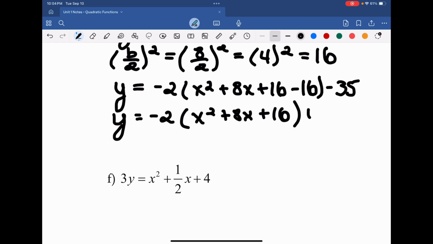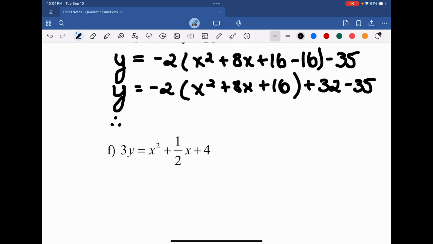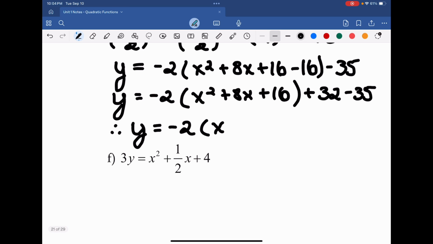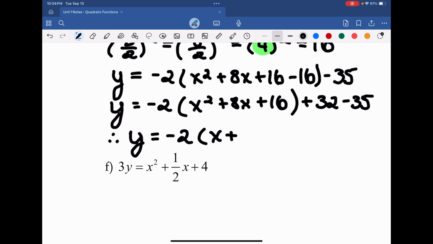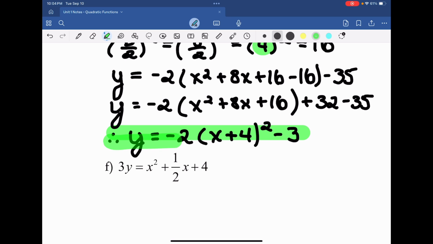Negative 2 times negative 16 is equal to positive 32 minus the 35, which is on the outside. Now we wrap up the solution by saying, therefore, y is equal to negative 2x. And then we have to look at what our b divided by 2 term was. It was 4. We're going to highlight that. So therefore, this becomes positive 4 in the bracket, and then squared. And then 32 minus 35, this is negative 3. There's your overall function. Highlight it.